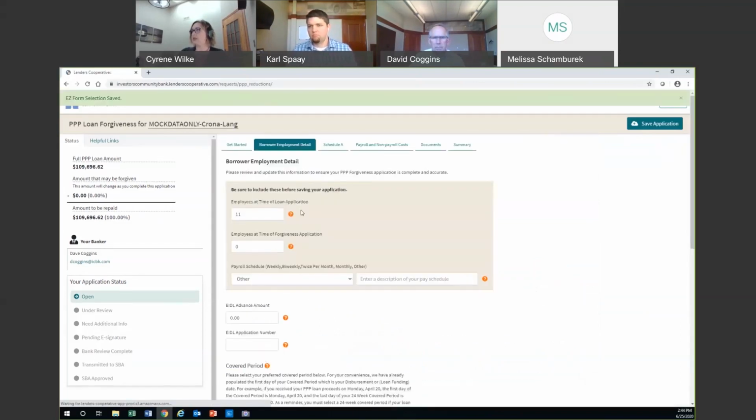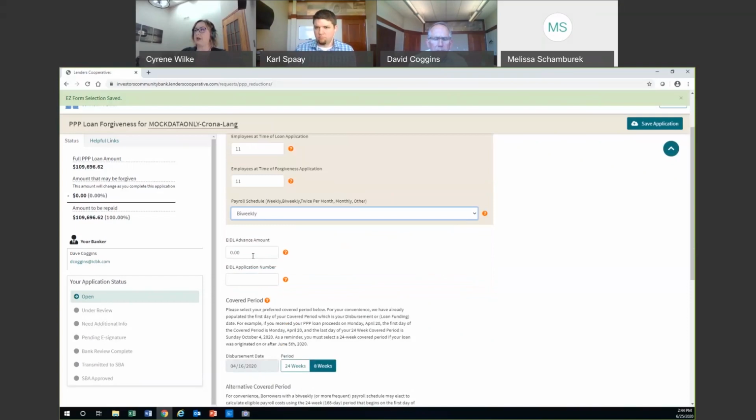So we start the employment detail, and here's where it pre-fills the number of employees that you had at the time of your application. So when you first originated your loan, you reported the number of FTEs. We're going to pre-fill that for you. Then you simply enter in the number of employees that you have with the forgiveness application. You can choose your payroll schedule. In this case, I'm just going to choose biweekly. Here's where if you had an economic injury disaster loan advance, you would enter that amount. I believe most of you might not have to worry about that.